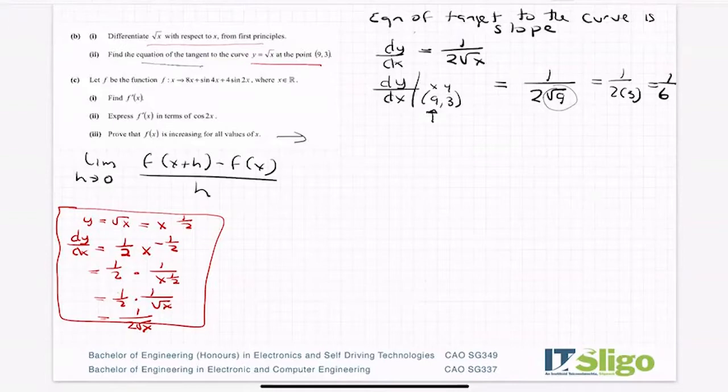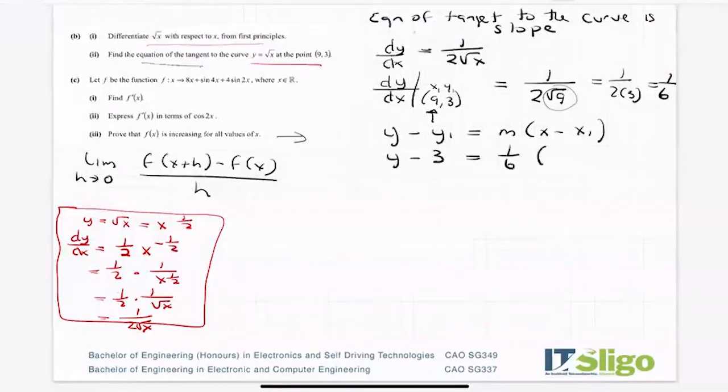Okay, and like any other equation of a tangent, because a tangent is just a line, we use that formula. Our point 9, 3 is x1, y1, so y minus 3 is equal to a sixth times x minus 9. Bring up your 6.